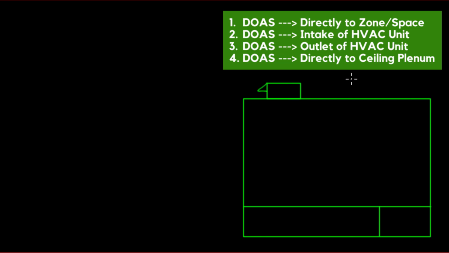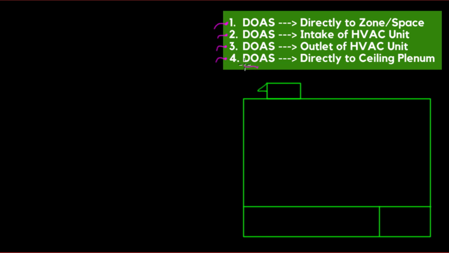So what I'm going to do, as you can see in here, there are 4 types. I'm gonna put this in pink so that way everyone can see it better. So number 1, DOAS, that's gonna be directly to zone or space. Okay. So then number 2, DOAS, intake of HVAC unit, DOAS, outlet of HVAC unit, or DOAS directly to ceiling plenum.